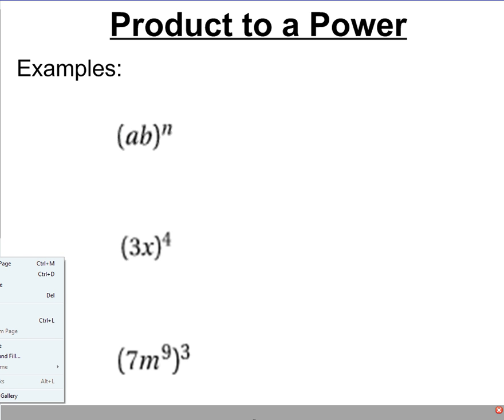So ab raised to the n power. That one's a tricky one. We're not going to actually use that one. We're going to skip that one. We'll come back to that one. Let's do this one first.